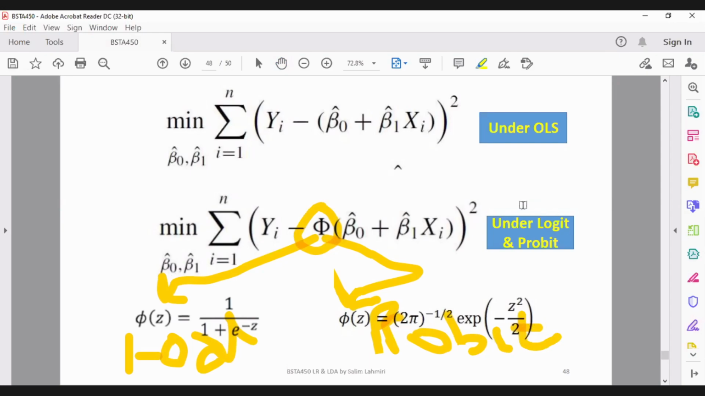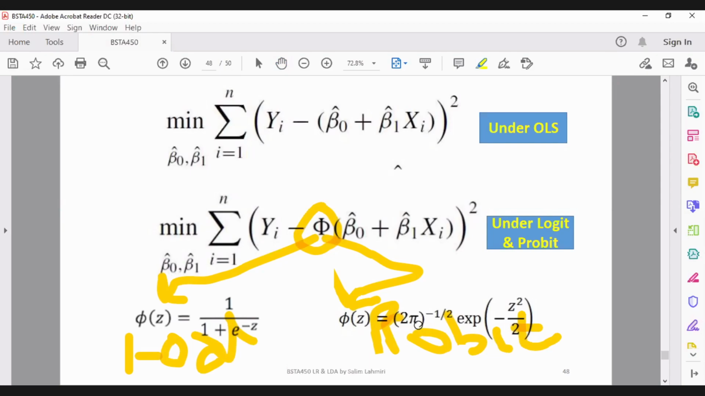So under OLS, we minimize the mean of squared errors. It's very similar to logits and probits, but the difference is we incorporate this function phi. This function phi is a nonlinear function used to force the probabilities of y equal to 1 to be between 0 and 1. Phi can take two forms: a normal distribution or a logistic distribution. Any question regarding this?